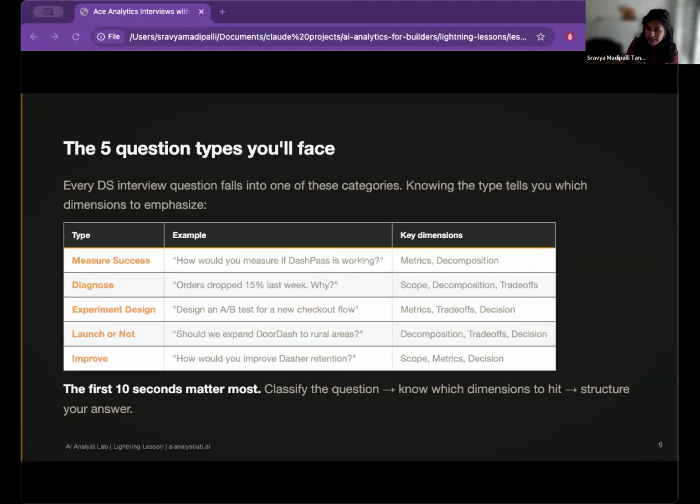And after that could be, hey, now that we did what we could with the first design, what could we do with the next layer of experiments we could run in the same space? So there is basically a possibility of combining different types of these into one single interview as well. And like I said, always classify the question, know which dimensions to hit, and then structure your answer.